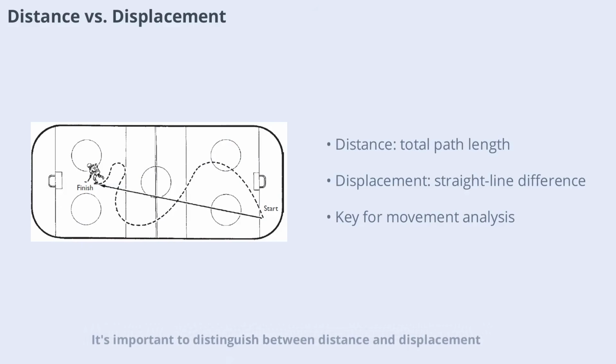It's important to distinguish between distance and displacement. Distance measures the total length of the path traveled, regardless of direction, while displacement measures the straight line distance from start to finish. For example, a figure skater may travel a winding path across the ice, but their displacement is simply the direct line from their starting point to their ending point. This distinction is crucial for accurately analyzing movement in sports and daily activity.